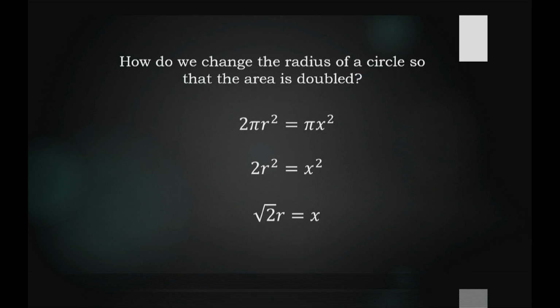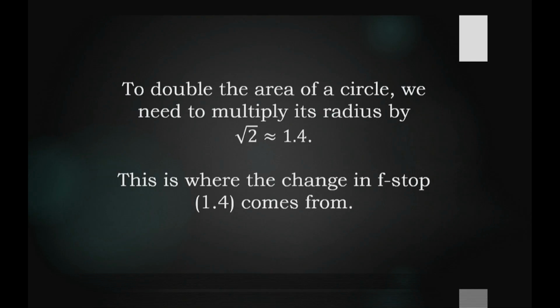And so if I square root both sides, what we're really multiplying the radius by each time is the square root of 2, which if you round that to 1 decimal place is 1.4. So if you want to change the radius so that the area of a circle is doubled, you just need to multiply it by the square root of 2, and then that will double the area of the circle. So this is where we get the 1.4.